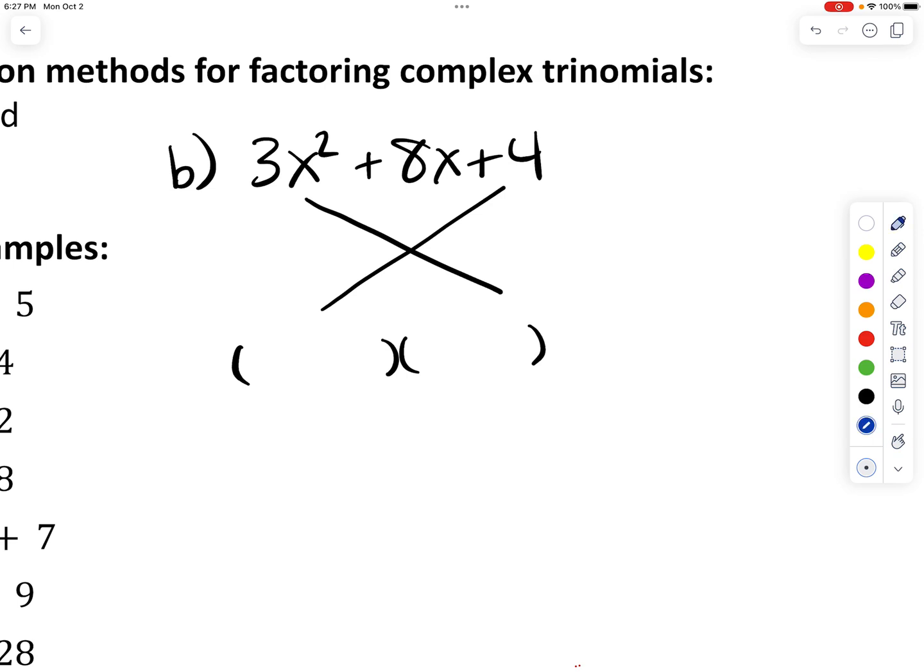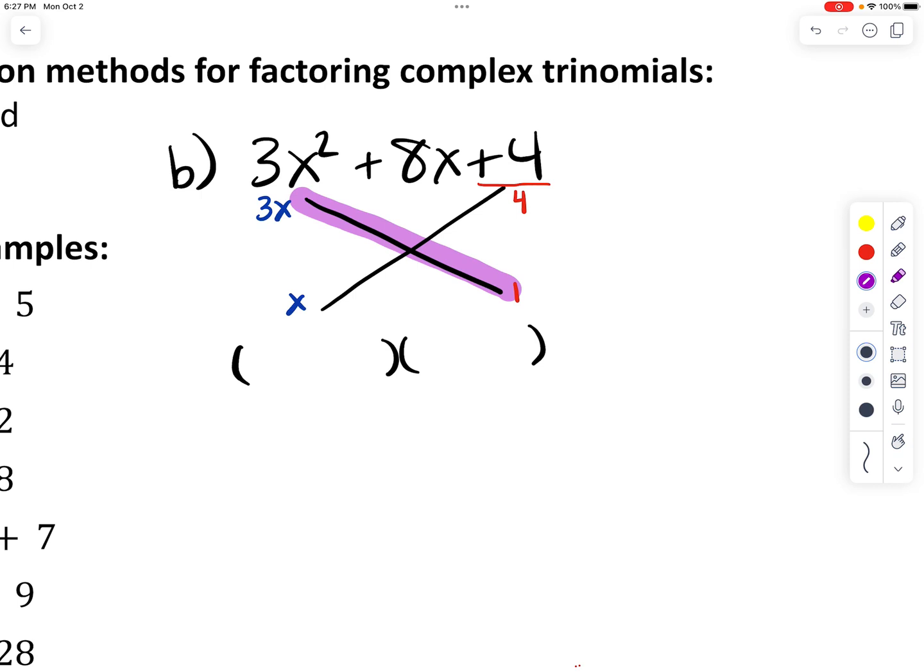I want to put terms below the 3x squared that multiply to 3x squared. 3x times x. Nice and easy, 3 is a prime number. Under the 4, I want to put numbers that multiply to a 4. So I could do 4 and 1. To check if you're right, you need to check your cross sums.